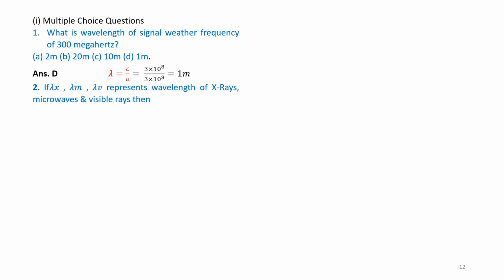Question number 2. If lambda x, lambda m and lambda v represent the wavelength of X-ray, microwave and visible rays, then which wavelength is greater? We know from our knowledge that X-ray has the lowest wavelength. Therefore, lambda x is less than lambda v, which is less than lambda m. Therefore, the correct answer is B.